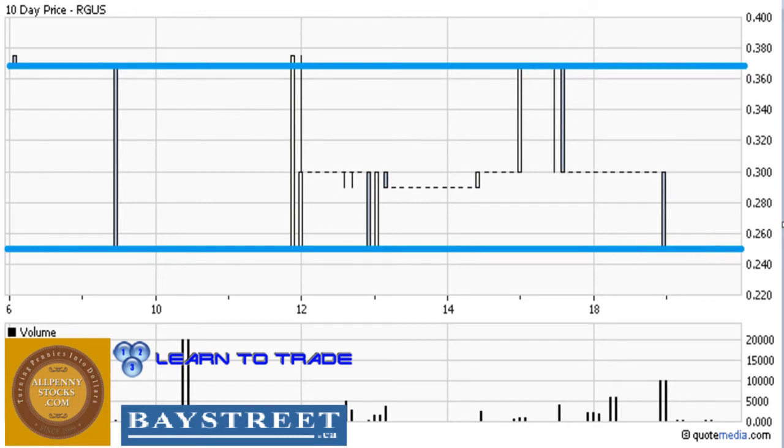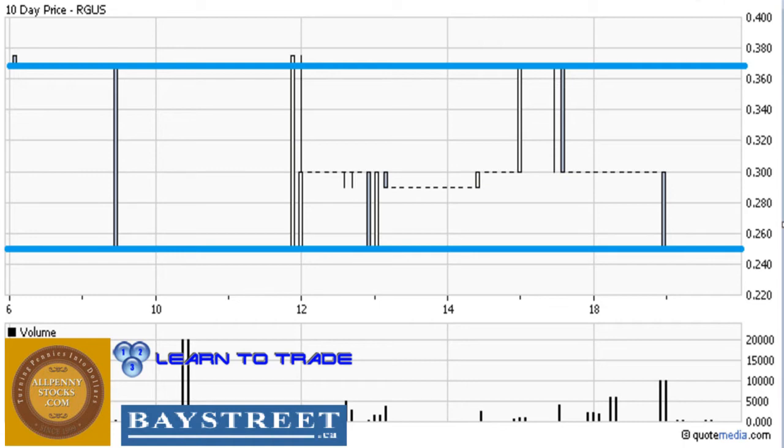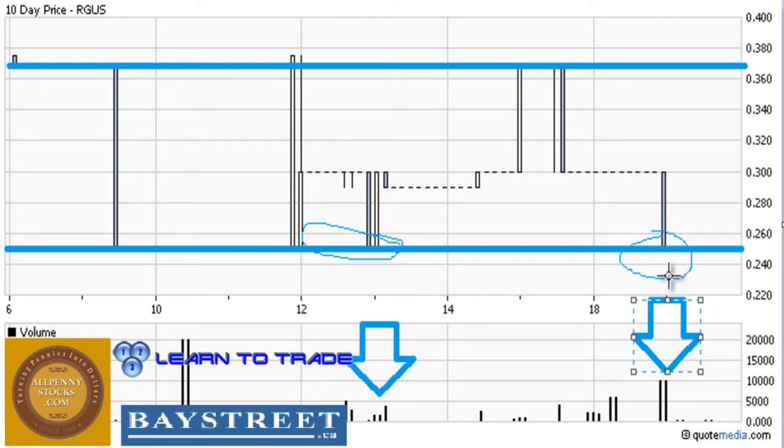We do have a secondary area of resistance occurring around the 30-cent area. However, as we can see, that's not as strong of an area, and price has broken through that very easily. So I don't think that that's as significant of an area. What is very important to us on this chart is that we can see each time price encounters the area of support, so for example, right here, as well as right in this area, we can see that volume comes into the picture, and we can see that price responds extremely well to that area of support.